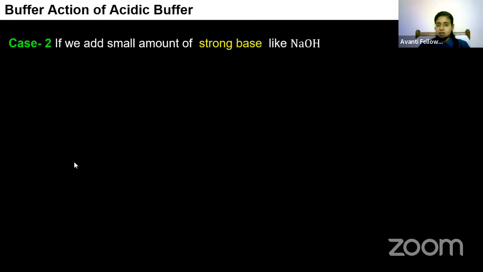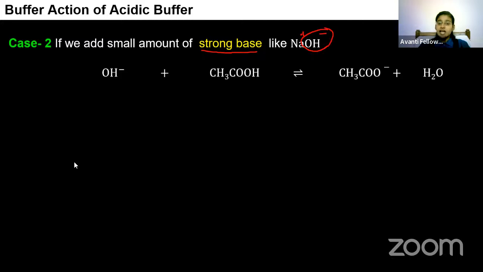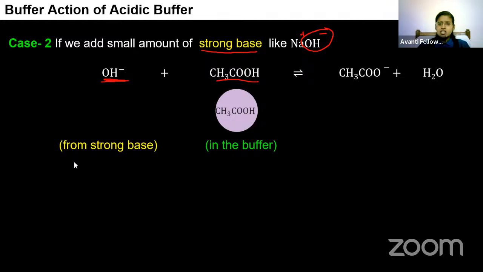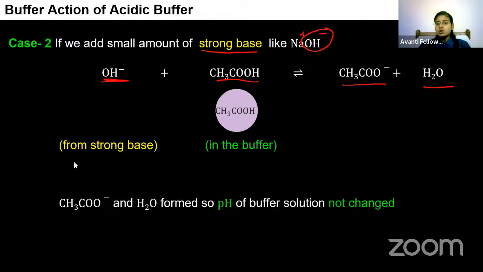Then coming to case number 2. Here I am going to add a base. The base is sodium hydroxide and it has Na plus and OH minus. The OH minus of the base will react with the acetic acid and form acetate ion and water. This OH minus has come from the base, and this acetic acid is already present inside the buffer solution as one of the components, right? So the two components, acetate ion and water, are formed, so the pH of the buffer solution is not changed.